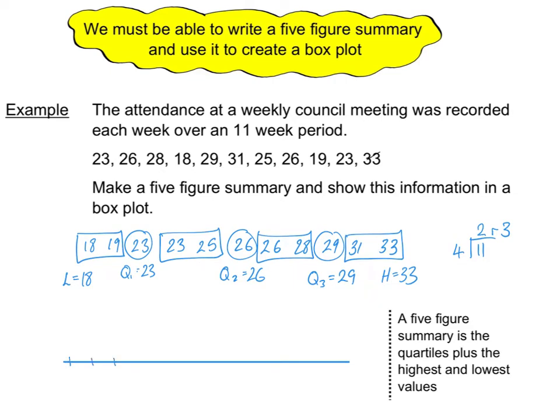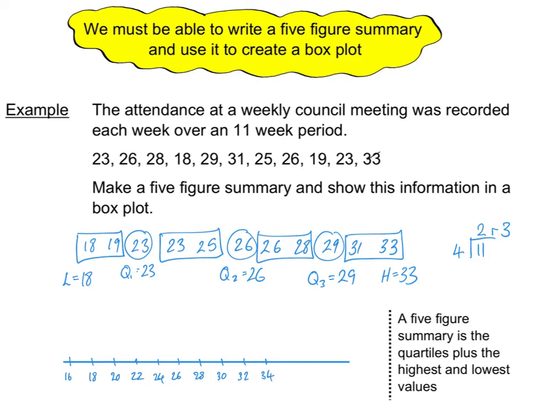I don't have a ruler, so I'm just going to do my best. Let's see how we're getting on with these. Let's start at 16, going up in 2s: 18, 20, 22, 24, 26, 28, 30, 32. So we need another one there, so I'll put that in there, 34.